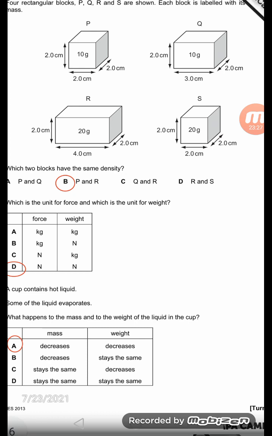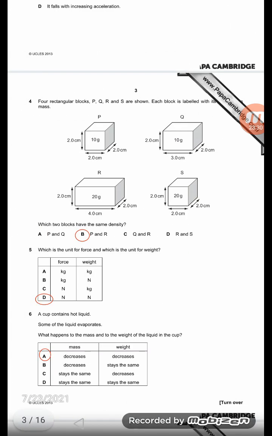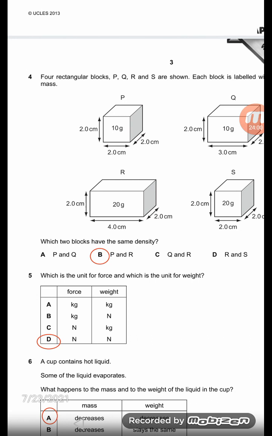Okay, let me see. For P, it is 10 by 8, mass by volume, right? Density. So the mass is 10 divided by what? 8. So P is 1.25, and 20 divided by 16.